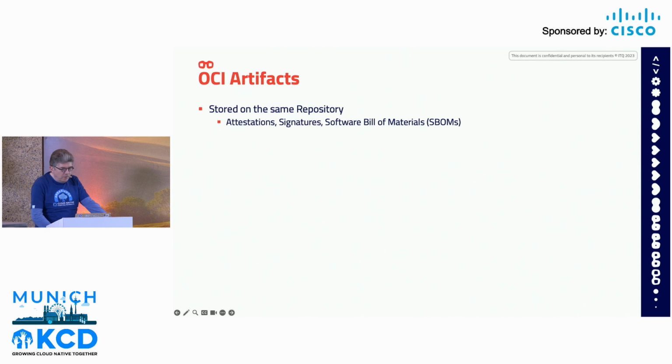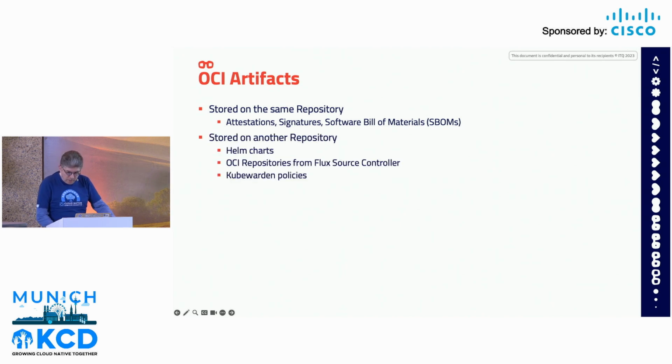So the first kind of artifact, which was used for a long time, is stored in the same repository. But before this specification, it was stored with a well-known tag, but here you will see that this is not the case anymore. We'll see later in the presentation. So it can be attestations, signatures, or software bill of materials that can be stored in parallel with your image repository. Then another method relies on putting your content in another repository.